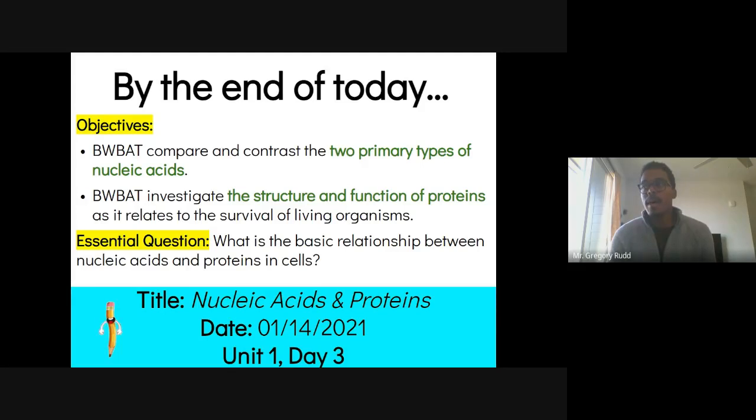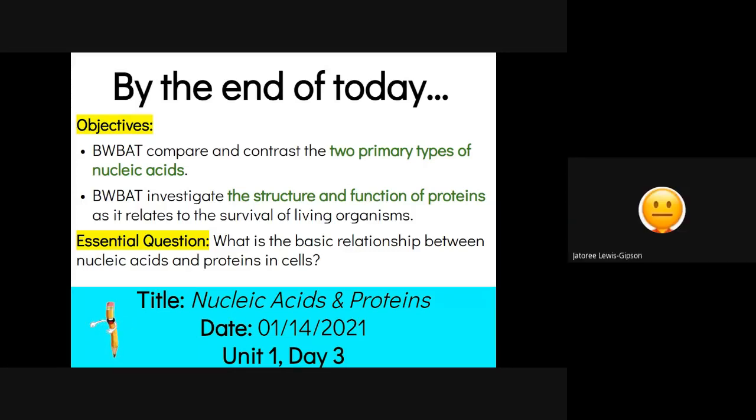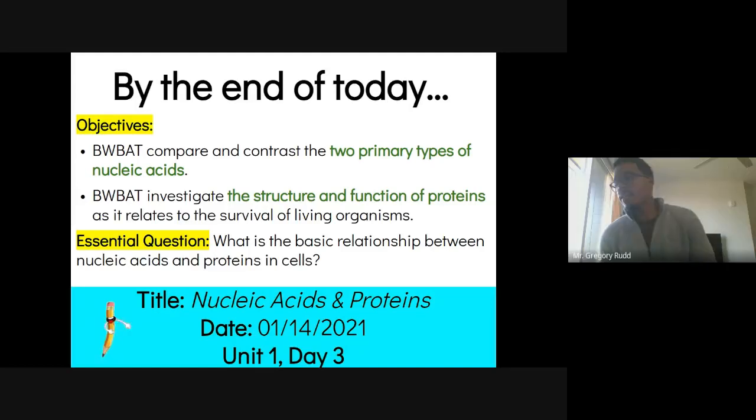Today's objectives: biologists will be able to compare and contrast the 2 primary types of nucleic acids, and biologists will be able to investigate the structure and function of proteins as it relates to the survival of living organisms. Would anyone like to go ahead and quickly read that essential question for us? What is the basic relationship between nucleic acids and proteins in cells? Excellent. So we're going to define the relationship between nucleic acids and proteins.